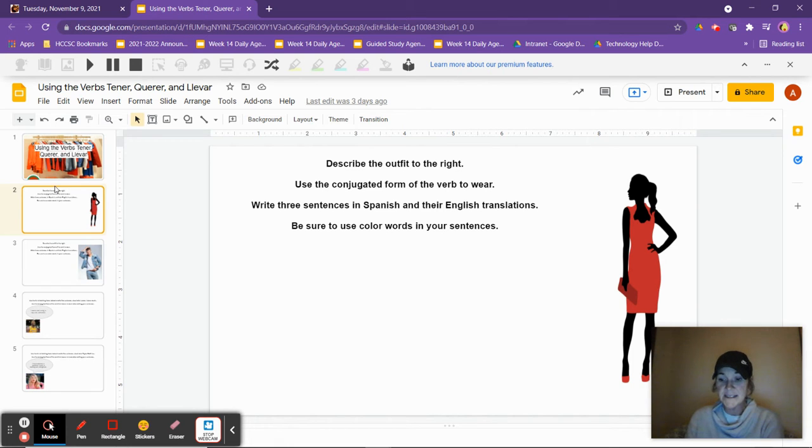So when you are writing your sentence in English and in Spanish, make sure you include a color word for whatever the article of clothing is that you are going to write about. And then also make sure that you're using the correct conjugated verb in your Spanish sentence, and make sure that you are using ella as the subject. Also remember to put the color words where they belong in the sentence, wherever you need to put those in Spanish, and make sure that your color words are matching in gender and number. So that's the first slide that you have to complete.